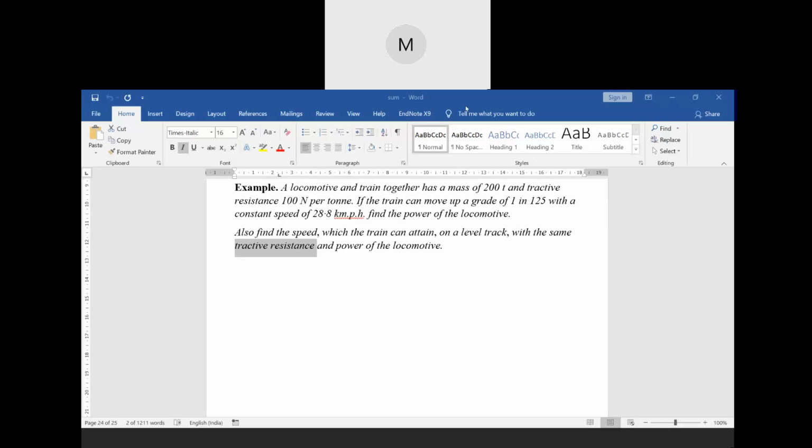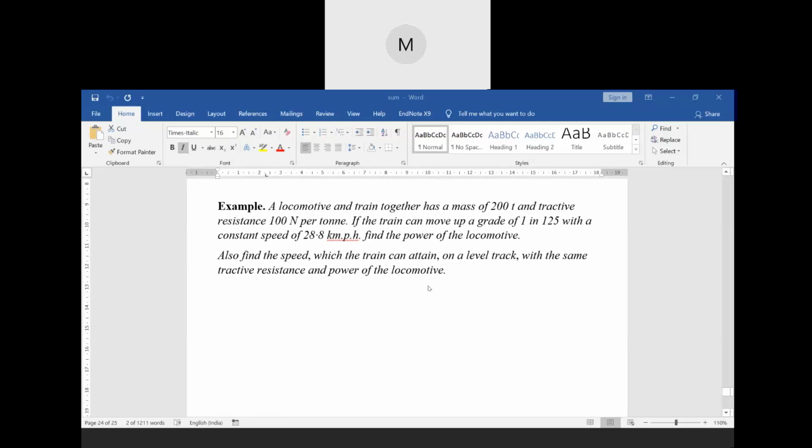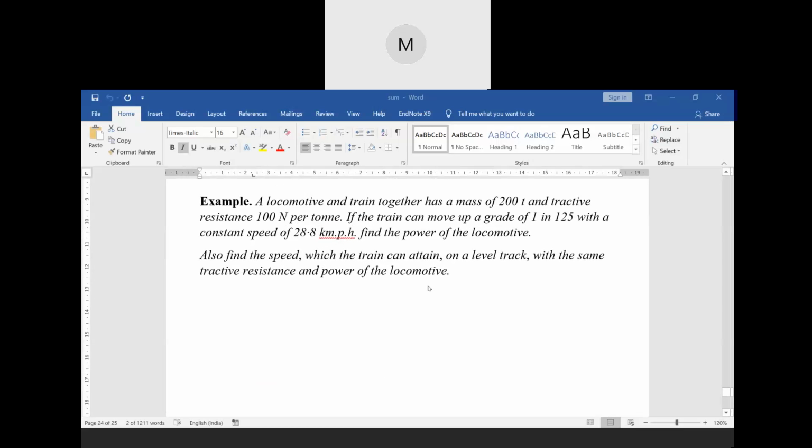So in the question, if you see, the locomotive and the train together has a mass of 200 ton and a tractive resistance of 100 Newton per ton. So if the train can move up a grade of 1 in 125 with a constant speed of 28.8 km per hour, find the power of the locomotive. So this part was done. Let me elaborate it again for your convenience.